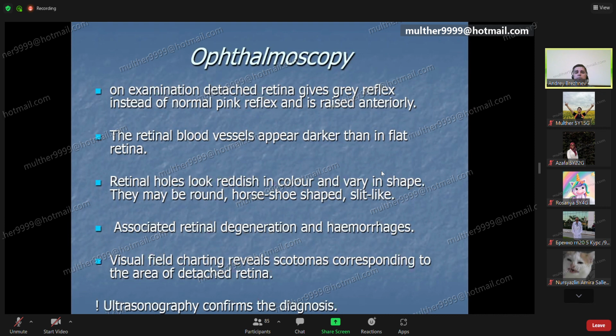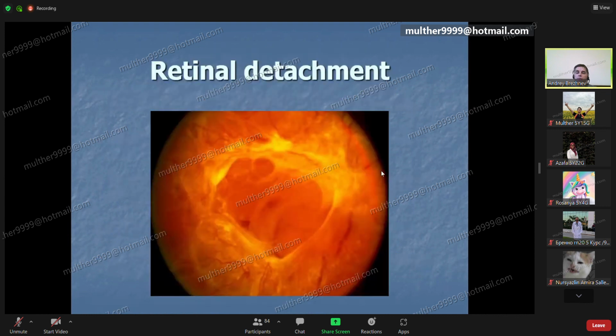Visual field charting reveals scotomas corresponding to the area of detached retina. And ultrasonography, a very important method of examination, can confirm the diagnosis. So ophthalmoscopy and ultrasonography can help us to determine the position of the detached retina, areas of the detached retina. With the help of ophthalmoscopy, we can find breaks in the retina and determine their amount, their position, and so on. Treatment of retinal detachment is only surgical.